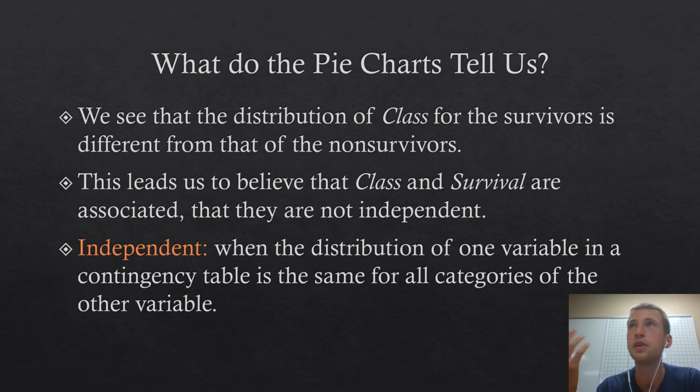So when you're trying to figure out if two things are independent or not, you can think about, does the outcome of one variable determine the likelihood of the outcome of the other variable? In this case, pretty clear. If you were a higher class person, you were more likely to survive, whereas if you were lower class, you were less likely to survive.